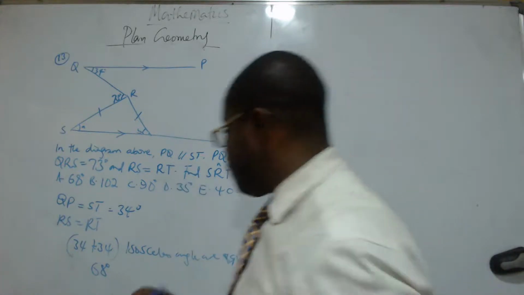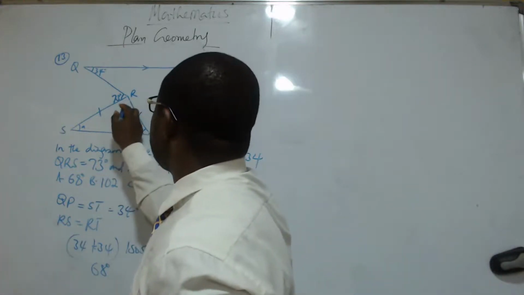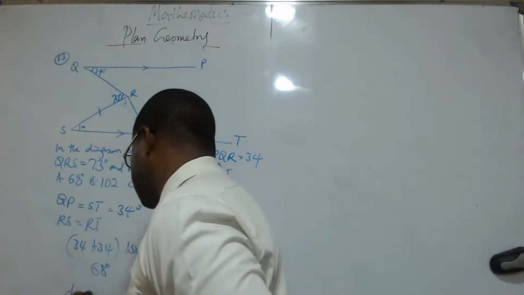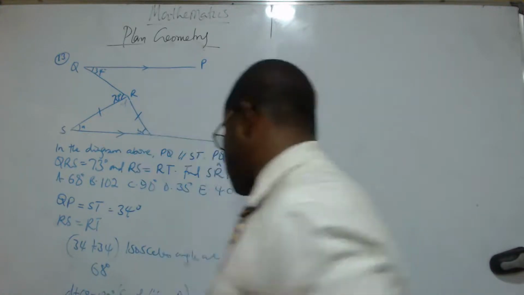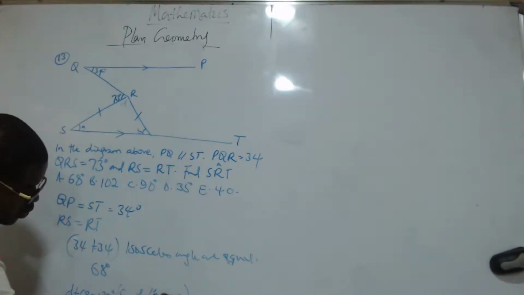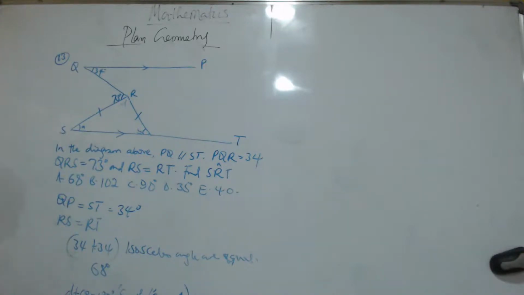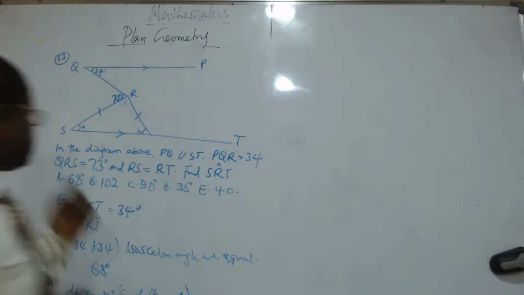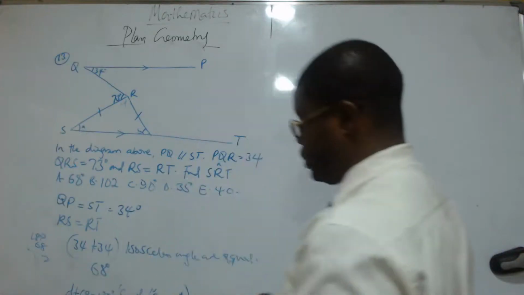The third angle there, we are going to have D. So that was D plus 68. Equal angles in a triangle. So I have D now equals 180 minus 68. 180 minus 68, we have 112. So D is 112 degrees. Okay?